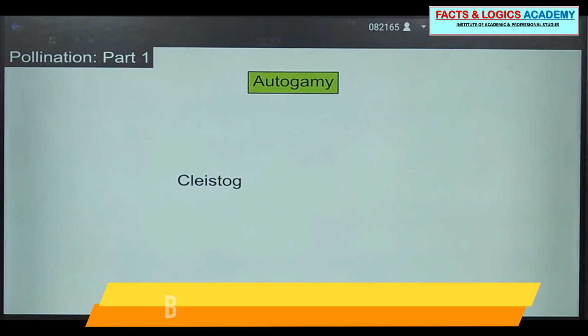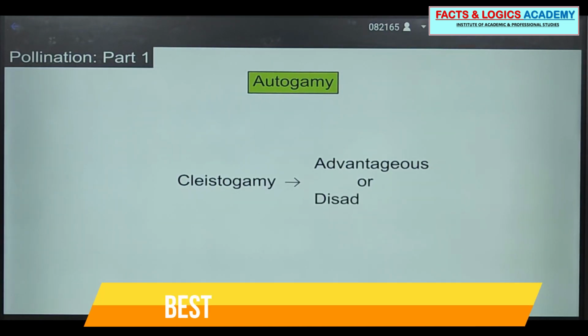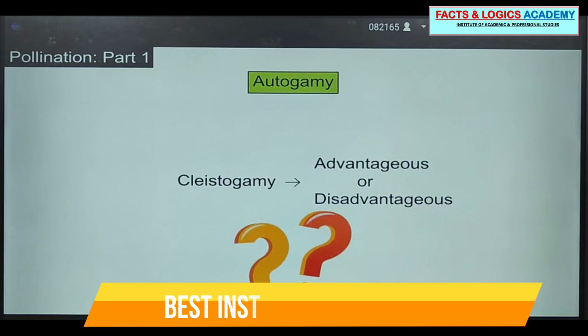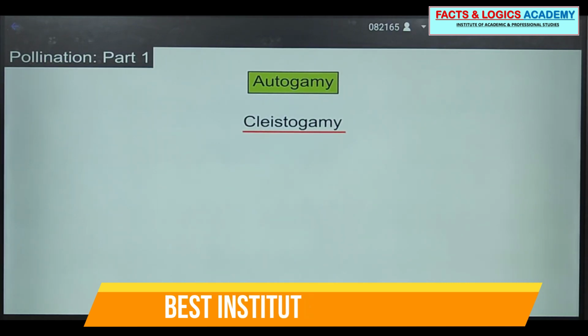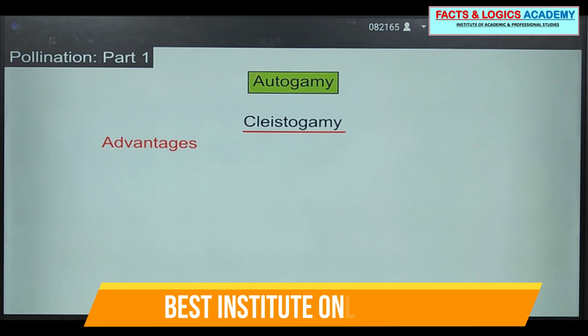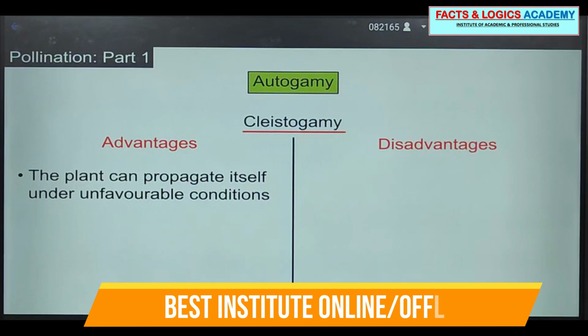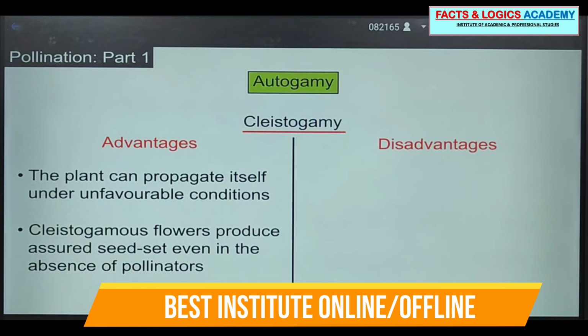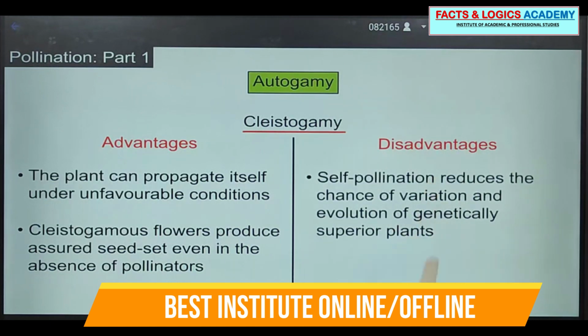Here, I have a question for you all. Do you think that cleistogamy is advantageous or disadvantageous to the plant? Well, cleistogamy has a share of both advantages and disadvantages. The advantage of cleistogamy is that the plant can propagate itself under unfavorable conditions. And as discussed earlier, cleistogamous flowers produce assured seed set, even in the absence of pollinators. On the other hand, the disadvantage is that there is self-pollination, which reduces the chance of variation and evolution of genetically superior plants.